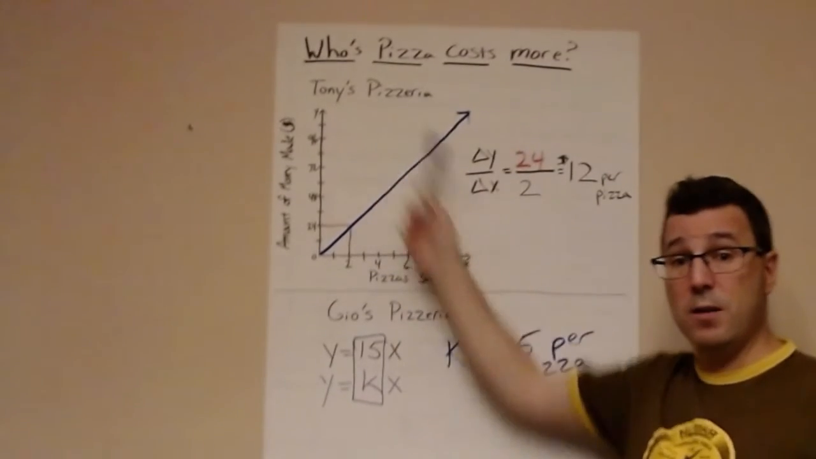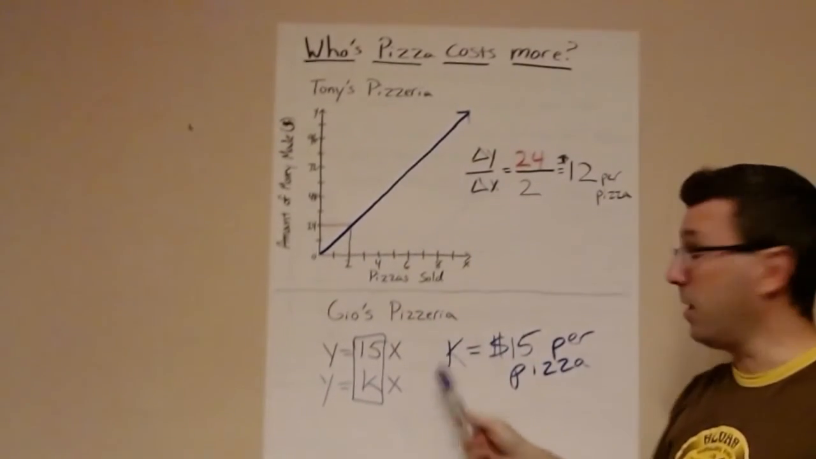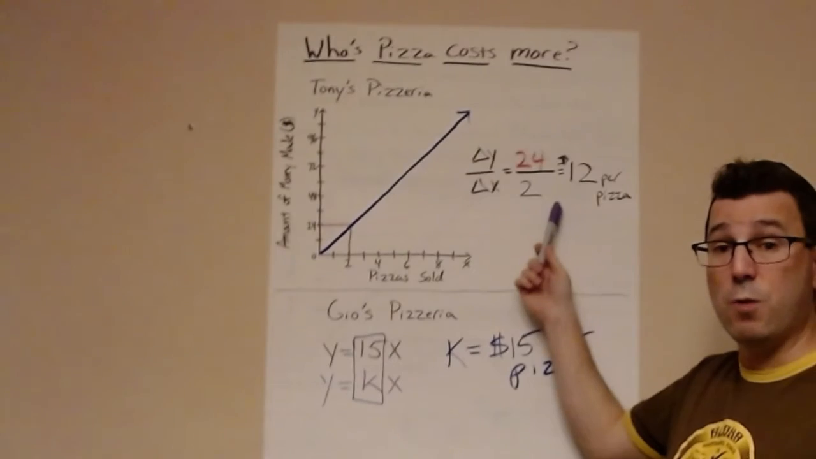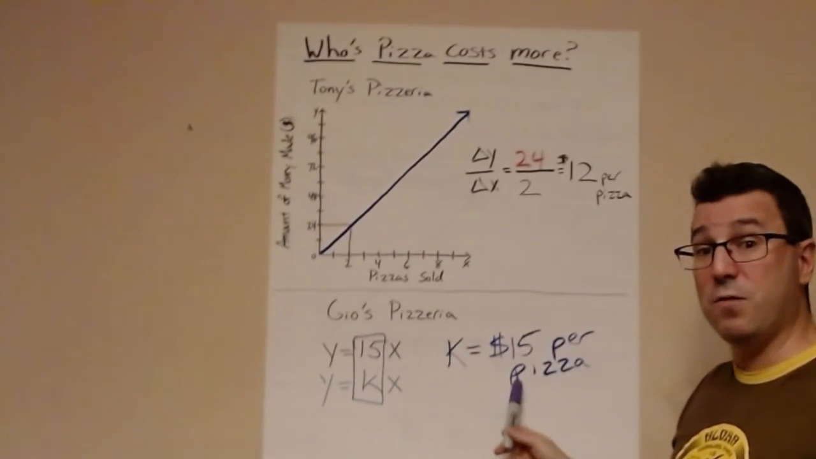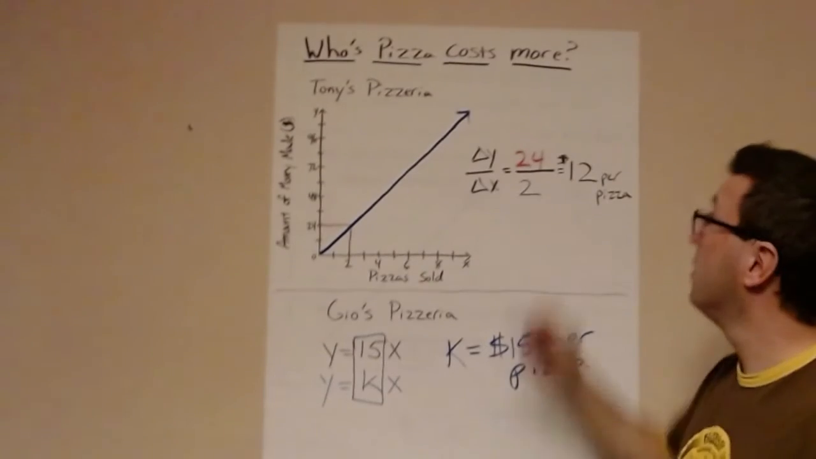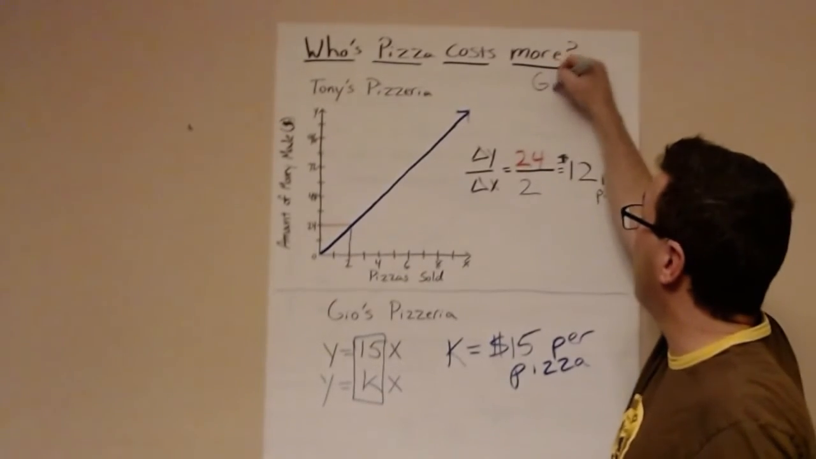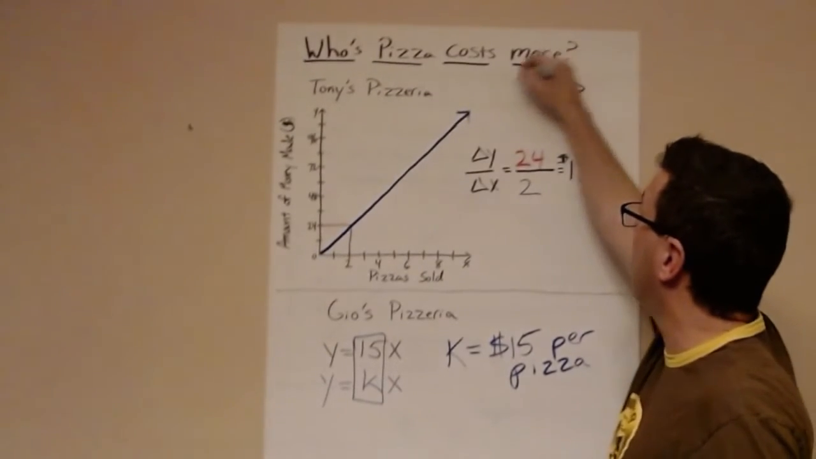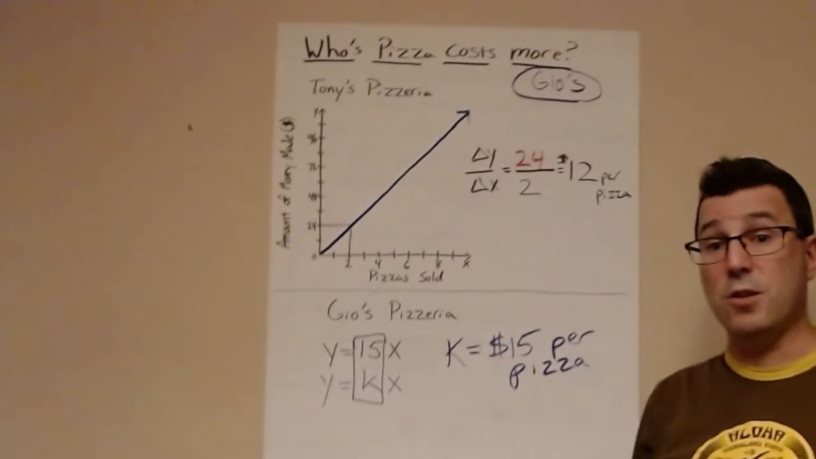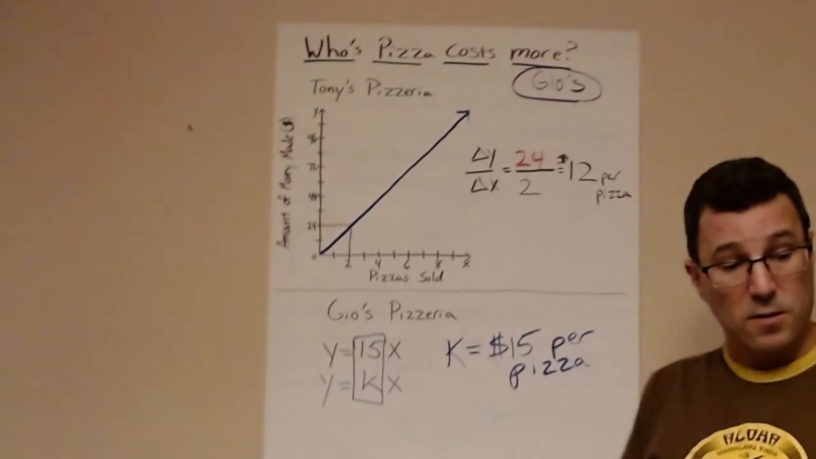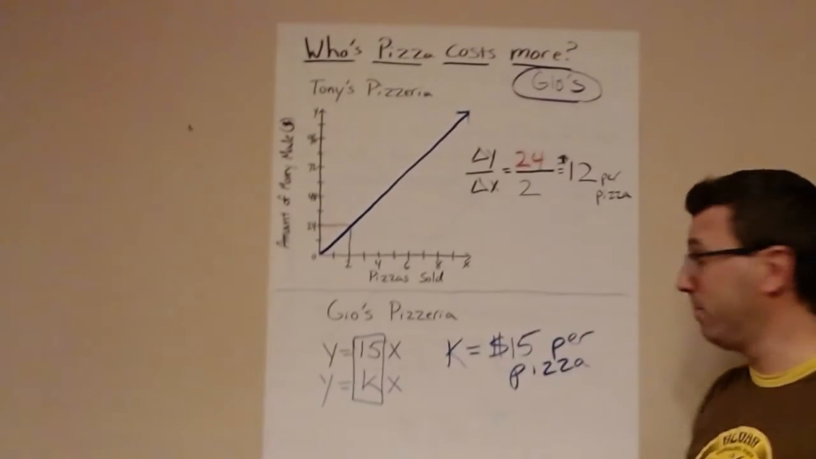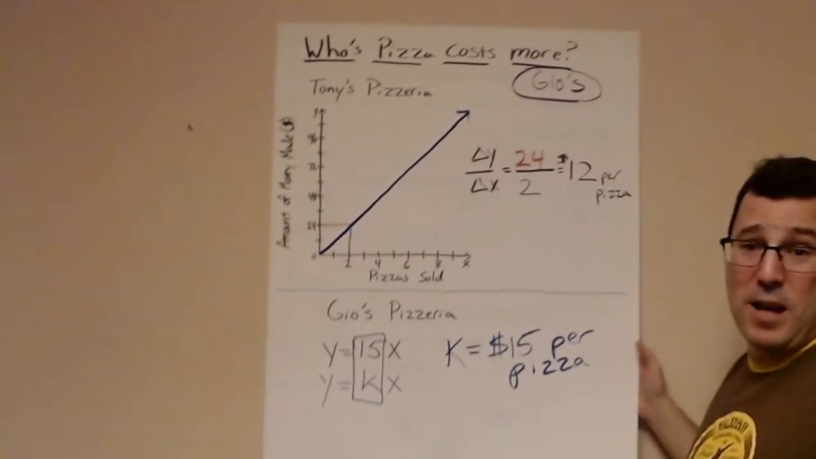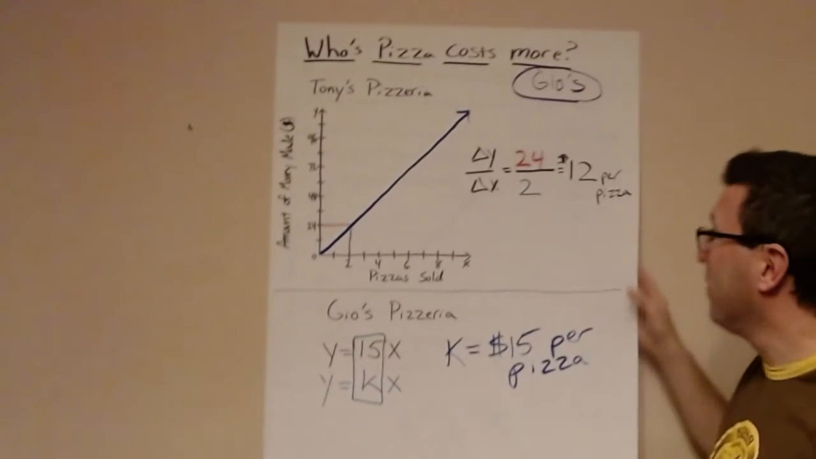Tony's Pizzeria or Gio's Pizzeria? Tony's Pizzeria costs $12 per pizza, but Gio's Pizza costs $15 per pizza. So Gio's Pizza cost more. So if I'm on a budget, I'm probably going to go to Tony's Pizza. And Tony's my cousin, so he's going to give me a good discount.